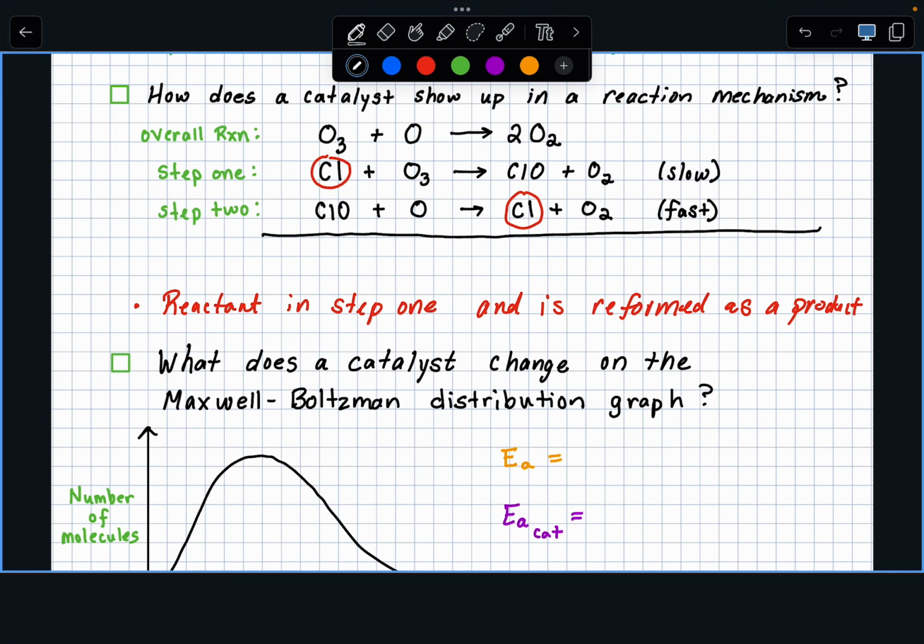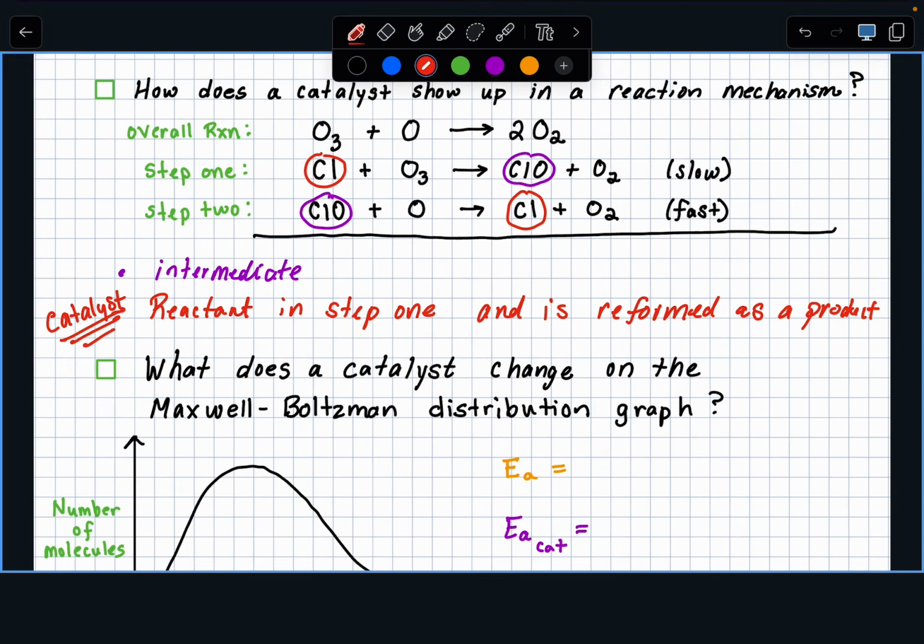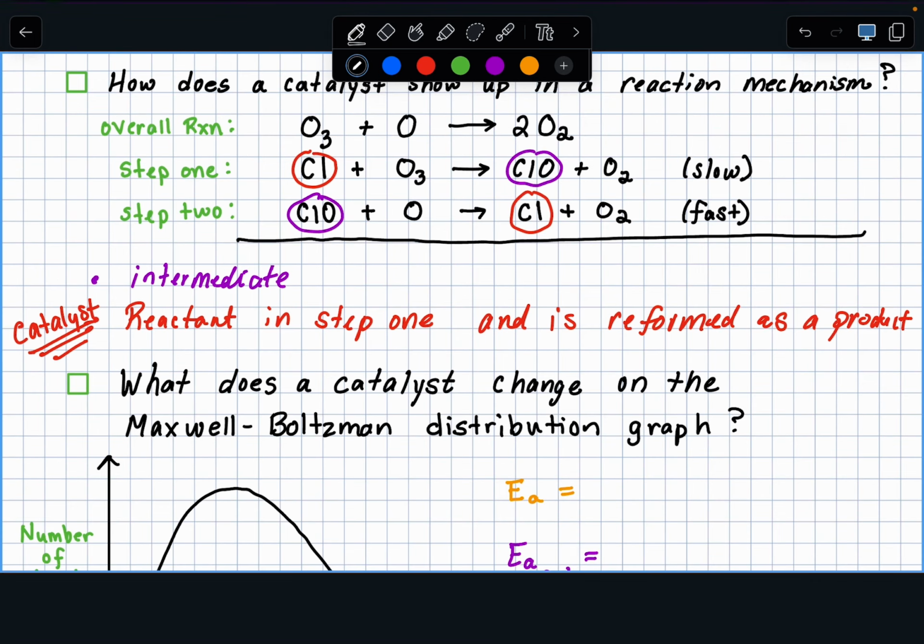Don't get confused. I'll circle the purple here. This is our intermediate. The chlorine monoxide is actually an intermediate, whereas the chlorine is our catalyst. And then the other thing you could do is still check how it shows up when you put these together. So what will happen is you'll bring down the ozone and then this monatomic oxygen.